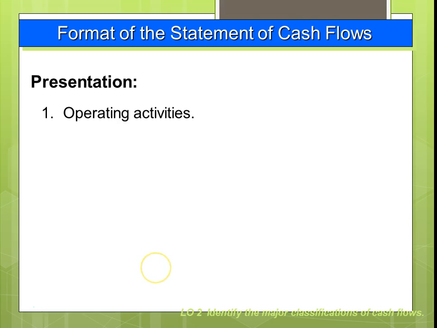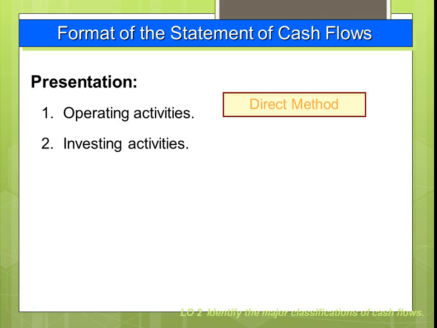What cash do we generate being in the business we're in? This is where you want your cash to come from. And then we do investing activities. This would be any change in long-term assets. But for operating activities, there are two methods. We always get the same answer. It's the direct method and the indirect method.